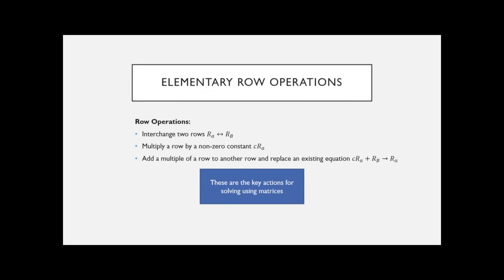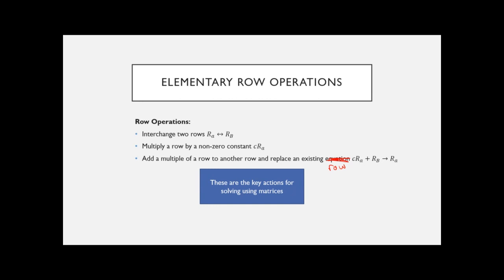We can still multiply, just like you multiply an equation by a constant, you can do the same thing to a row, because that's the same thing. It's just with that not written in equation form. And we indicate that by putting the constant in front of the row number. And then you can add a multiple of a row to another row, and then you replace one of those rows with the result.